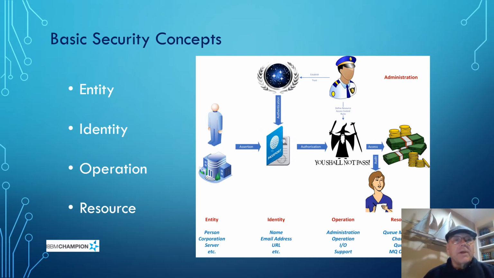So we have entities, identities, operations, and resources, and the flow of security, which we're going to cover in the next slide. An entity will assert an identity. Someone will authenticate that identity. That identity will have a variety of authorizations to access specific resources, and that access should be audited. And you can see that kind of flow here as you have the assertion and the authentication, the authorization, some determination as to whether access is to be granted, and some auditing of that access.